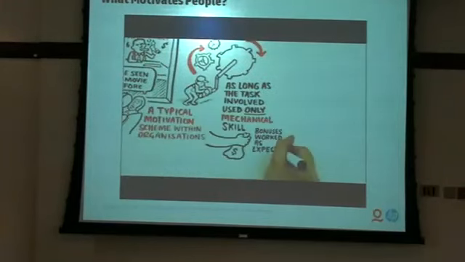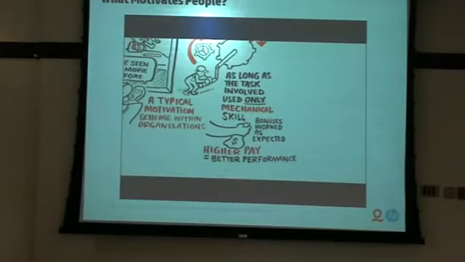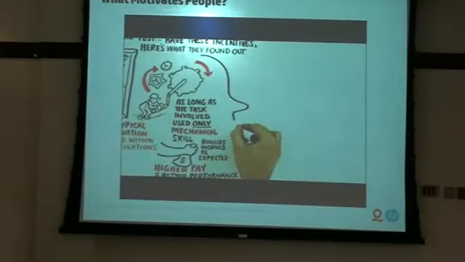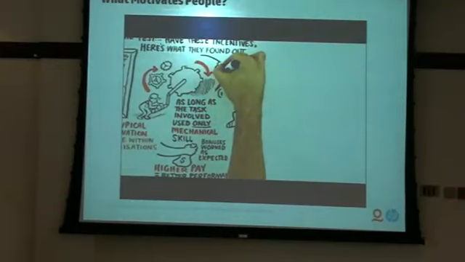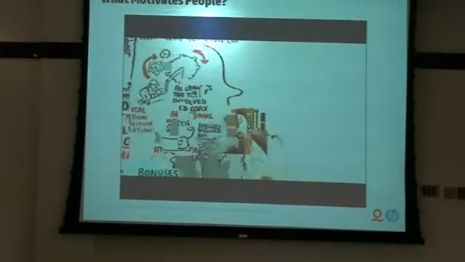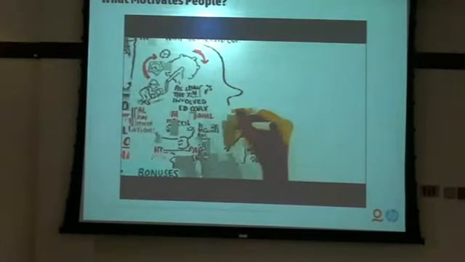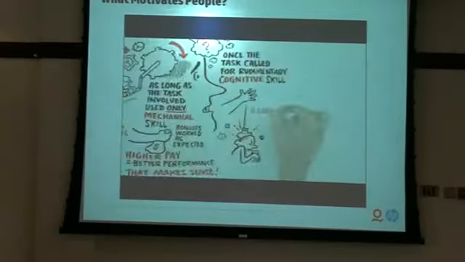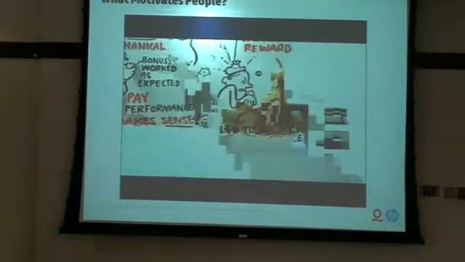Okay, that makes sense. But here's what happens. Once the task called for even rudimentary cognitive skill, a larger reward led to poorer performance. Now this is strange, right? A larger reward led to poorer performance? How can that possibly be?